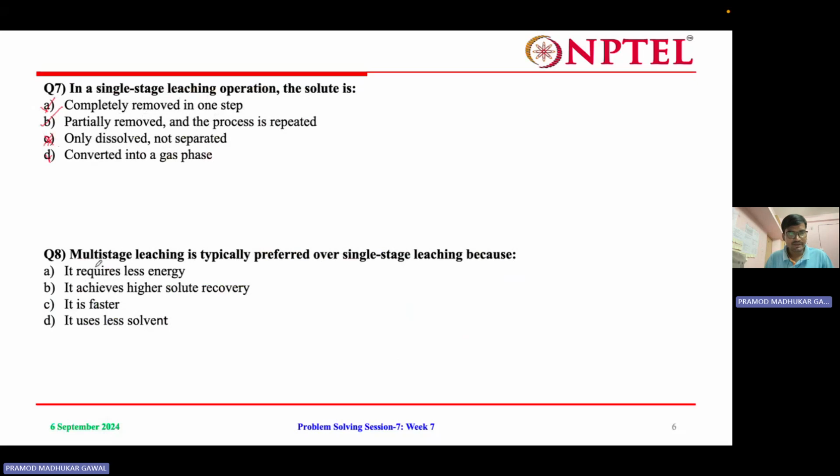Moving to question number 8: multi-stage leaching is typically preferred over single-stage leaching because it's a simple answer. It achieves higher solute recovery.